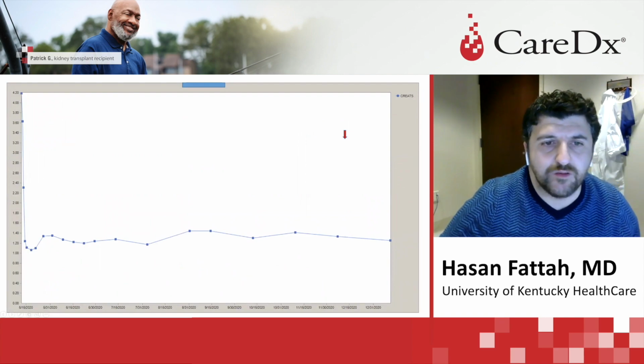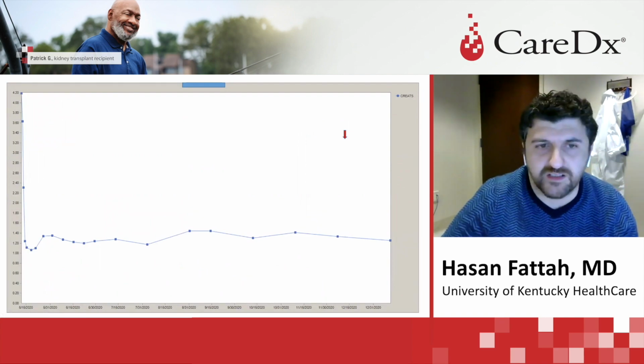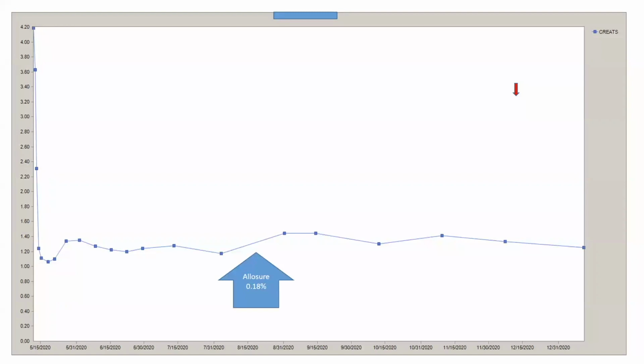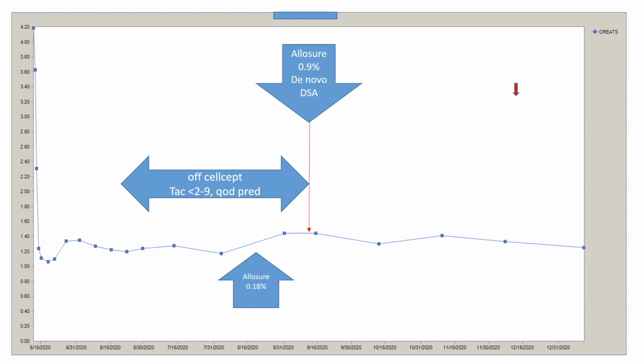This diagram will summarize her post-transplant creatinine amongst other parameters following transplant. But creatinine was very close to baseline, which is 1.2 from post-transplant until most recent visits, with AlloSure a baseline of 0.18%. During this time, she was on and off CELCEP due to severe neutropenia with what seems to be a pretty fluctuating TAC level from undetectable to 9. Follow-up AlloSure showed significant rise from 0.1 to 0.9%, with later detection of low-grade de novo DSA.